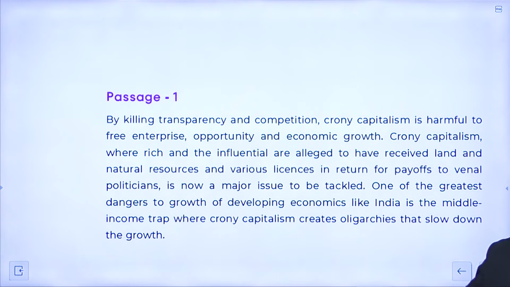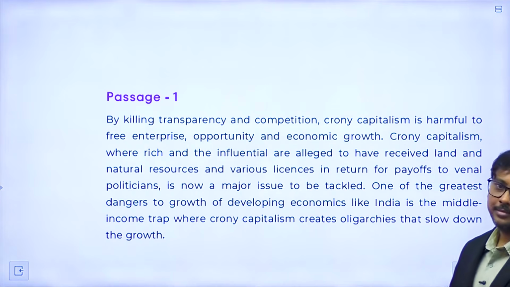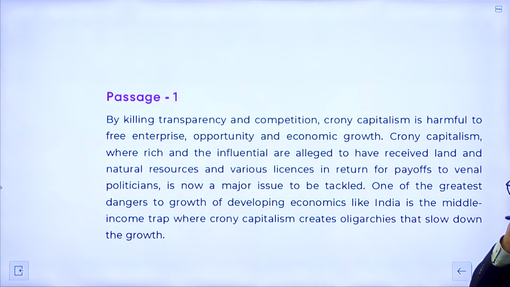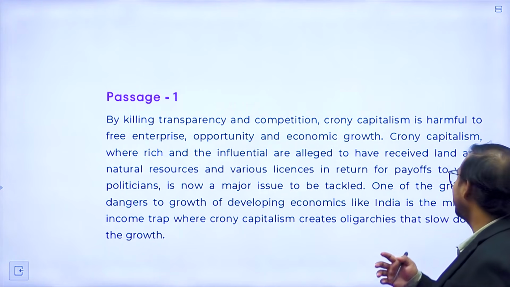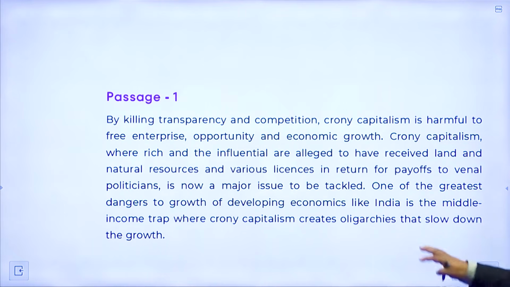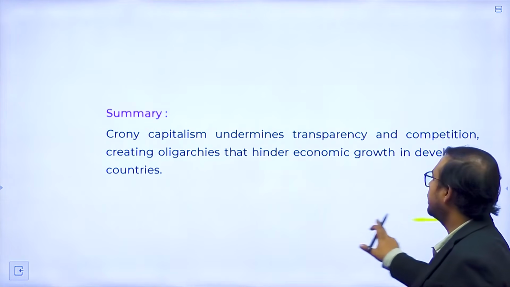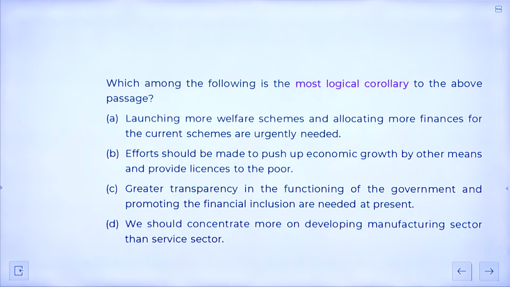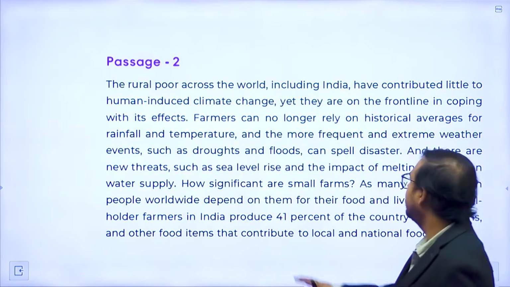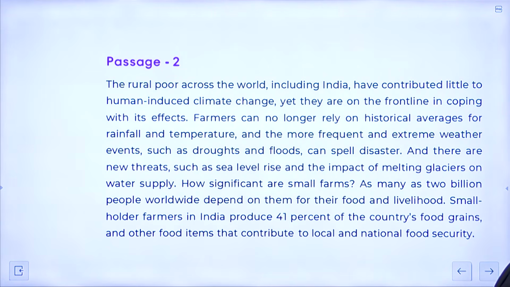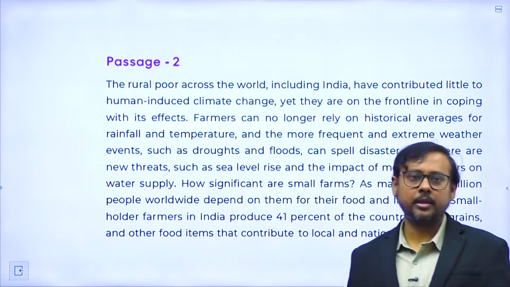So what is the author's opinion over here? Can we relate? We can focus on the author's position over here. It's undeniable. ठीक है. So what is the author's opinion here?